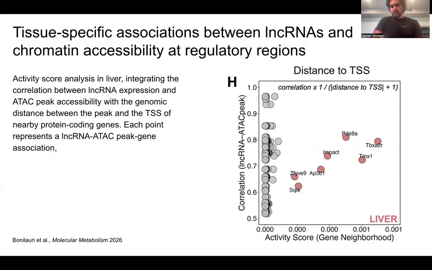So we can see here PDE8A, TBXA2R, TMX1, IMPACT, AP3B1, ZFYVE9, that all have activity scores, as well as SQLE in the liver. So this is each point. Each point represents a lincRNA, ATAC peak, and gene association.